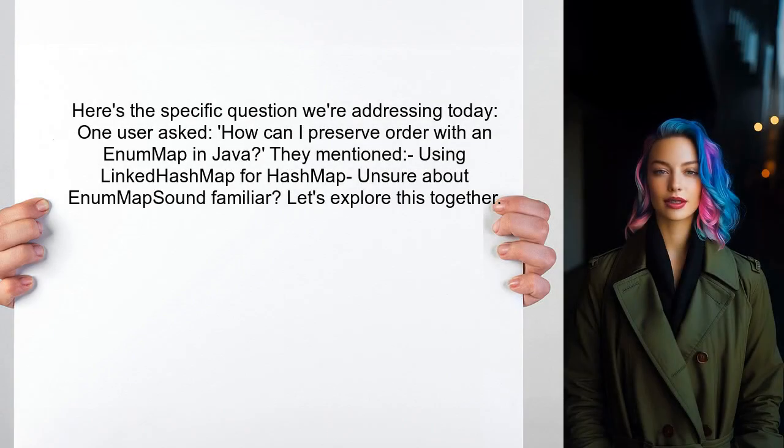Here's the specific question we're addressing today. One user asked, how can I preserve order with an EnumMap in Java? They mentioned that they know how to use a linked hash map for a hash map, but are unsure how to achieve the same with an EnumMap. Sound familiar? Let's explore this together.